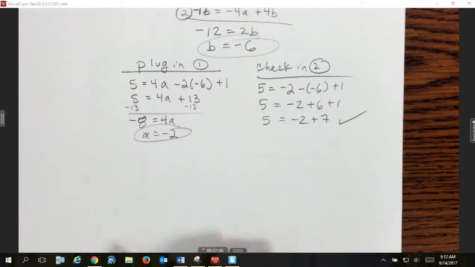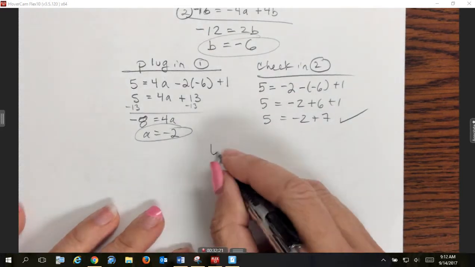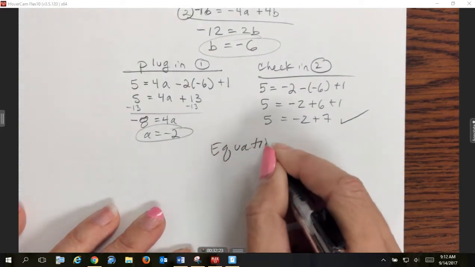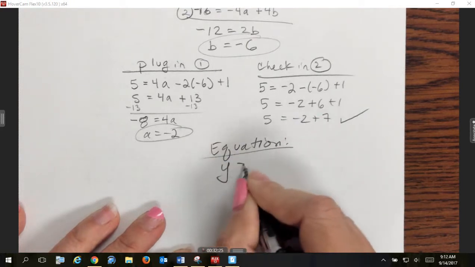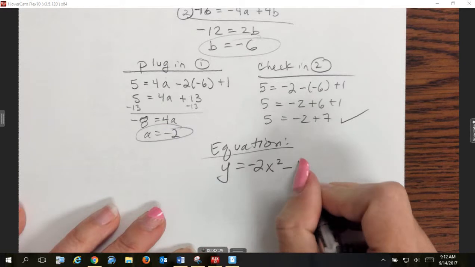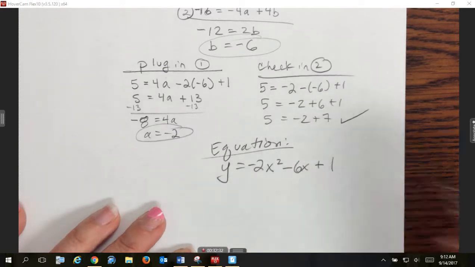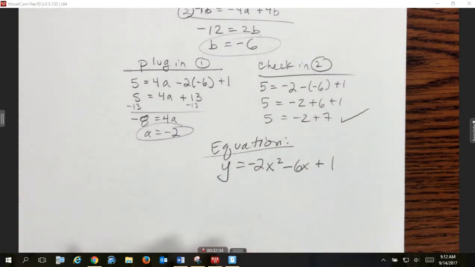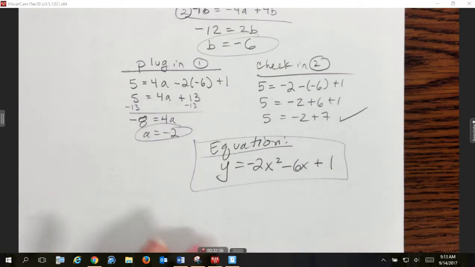When we're done, our goal was to find the quadratic equation. So we're going to plug A, B, and C back into the equation. So we'll have y equals, our A was negative 2, x squared minus 6x plus C is 1. So that would be our answer. That would be the equation.